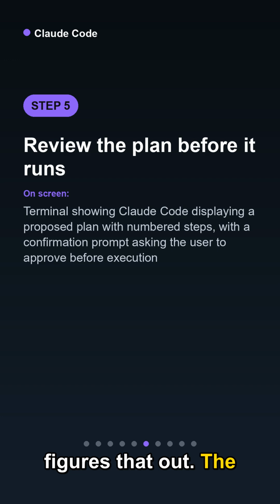Before Claude Code touches any file, it shows you what it plans to do, step by step. Read this carefully. You want to confirm it's reading the right file, writing to the right place, and not doing anything unexpected. This review beat is your safety net, especially when files could be overwritten. Approve only when the plan looks right.